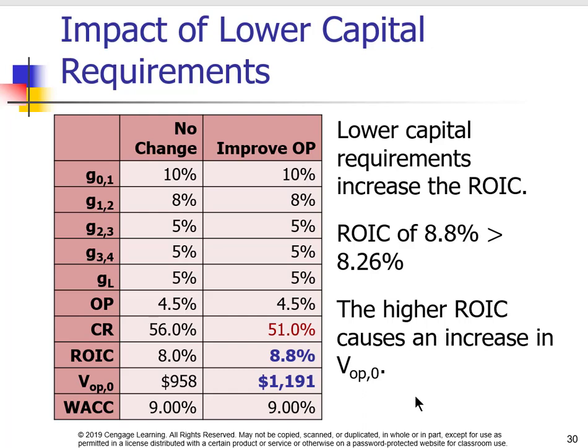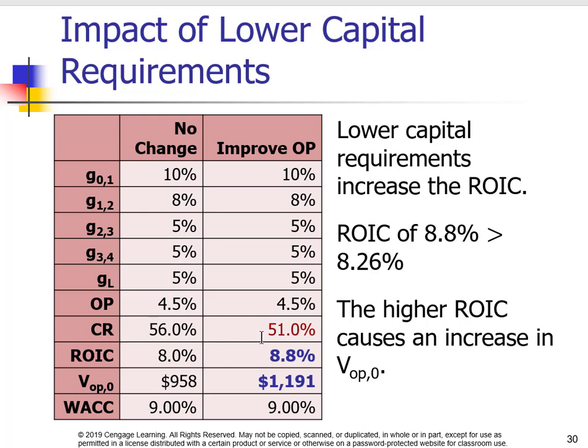What if for some reason now we need less capital than we used to? So what will that do, again, to ROIC? In this case, again, all the other numbers went back, and now we dropped from 56 to 51%. When you do the calculations, the return on invested capital increases to 8.8%. And again, since that's higher than 8.26, that means higher return on invested capital is going to increase the value of operations.